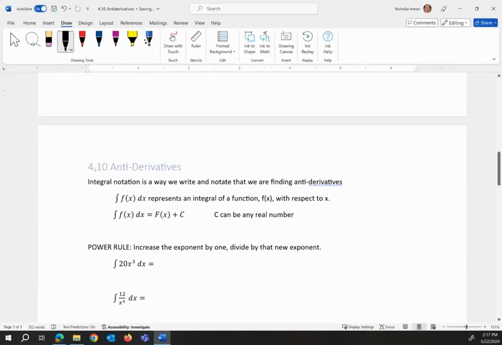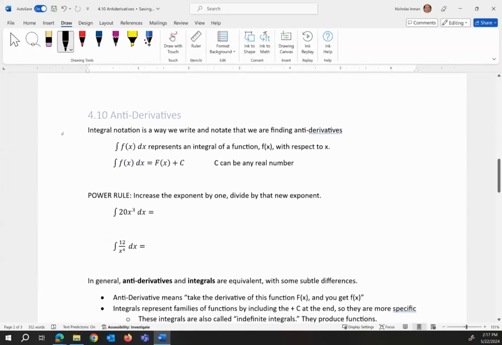As I was talking about, the integral is another way to say and write antiderivatives. This long wavy S is the mathematical symbol for the integral. So we're going to integrate a function. The dx just means that we are integrating with respect to x. Do you remember doing d/dx, the derivative with respect to x? It's the same idea. We're going to integrate, and x is the variable we're dealing with.